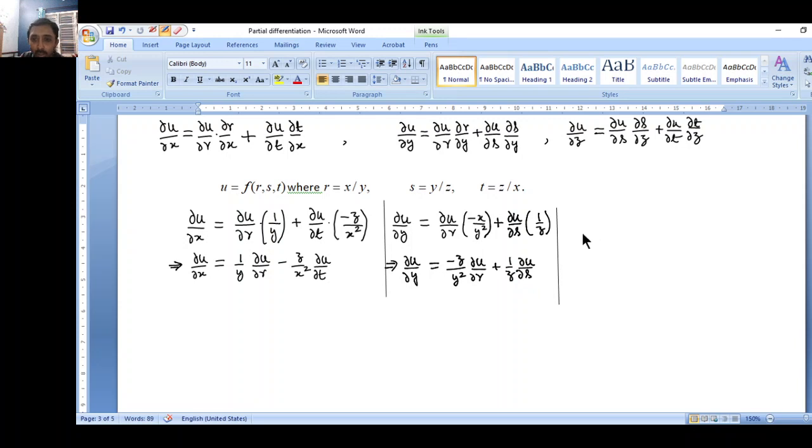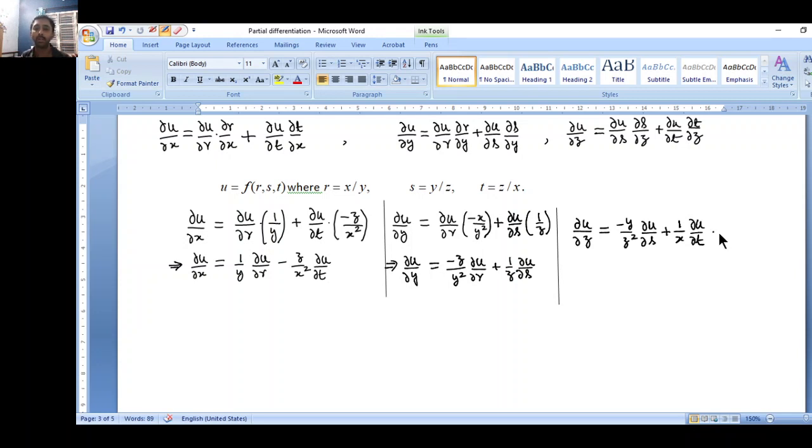Right? Now similarly, when we go for ∂u/∂z, I will not provide more details pertaining to the substitution of these terms. I'll straight away write down this expression. This will turn out to be -(y/z²) ∂u/∂s. You can check it out later on as to why this happens. And then the next term would be (1/x) ∂u/∂t.